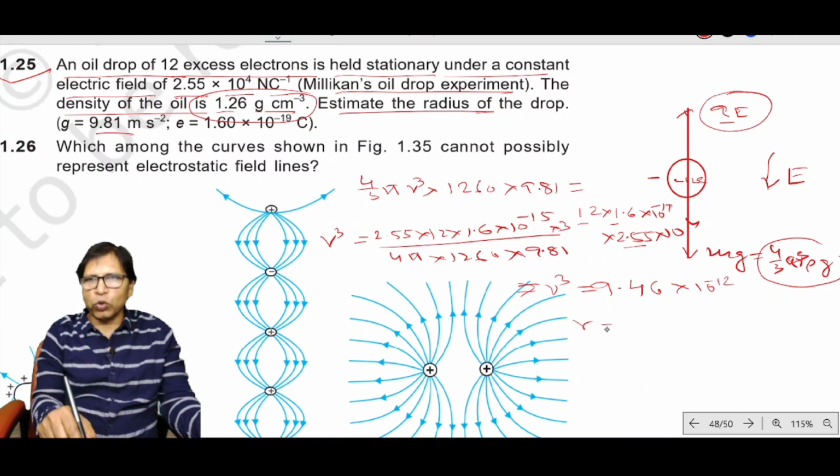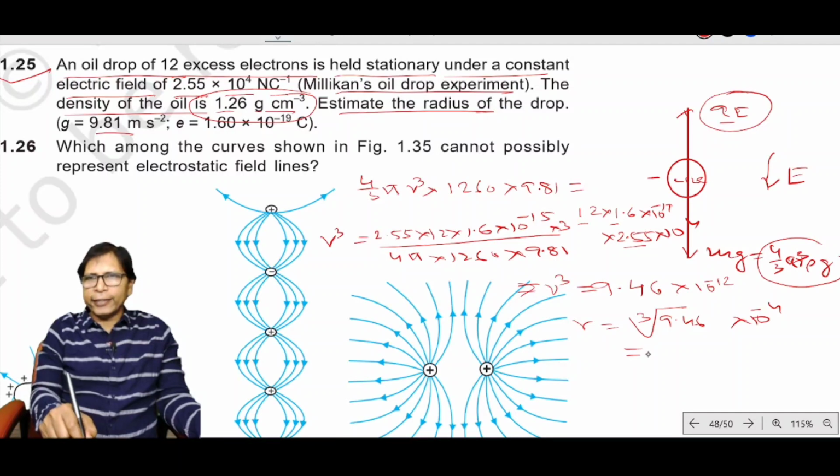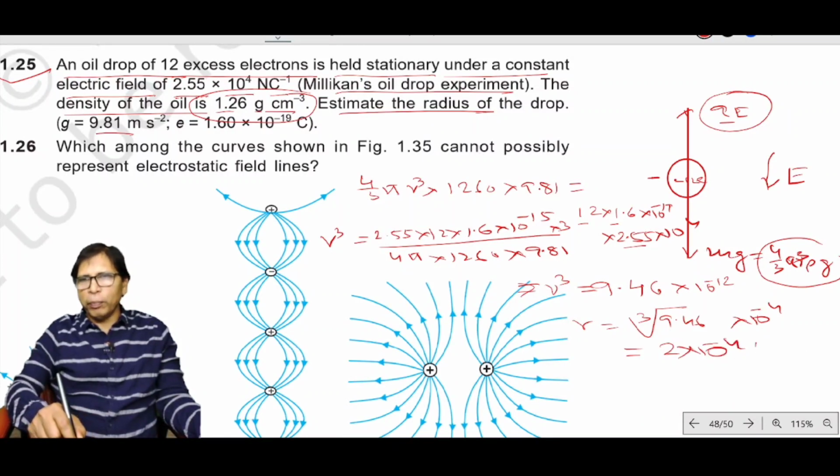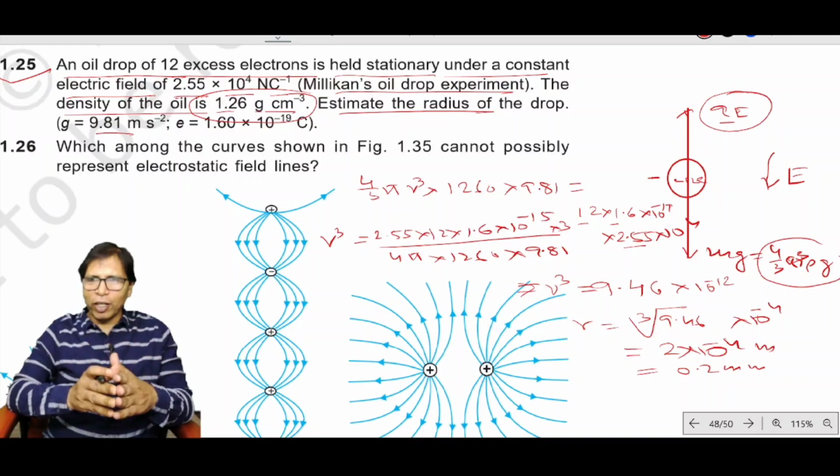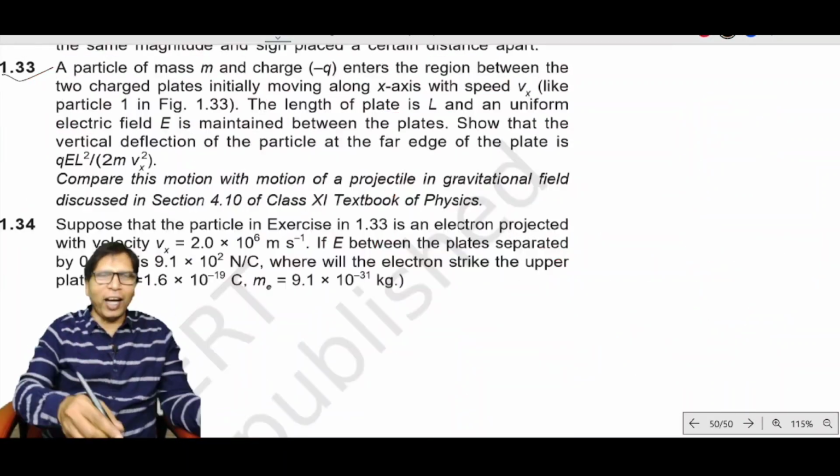So r equals the cube root of 9.46 into 10 to the power minus 12, which is 2 into 10 to the power minus 4 meter, the radius of the drop. That is 0.2 millimeter is the radius of the drop. Now question number 1.33.